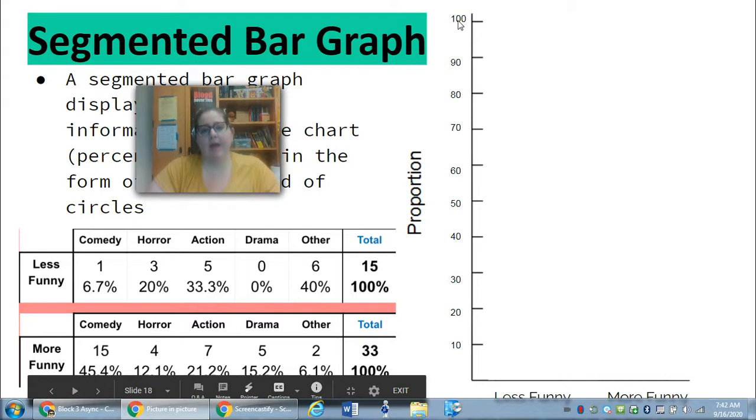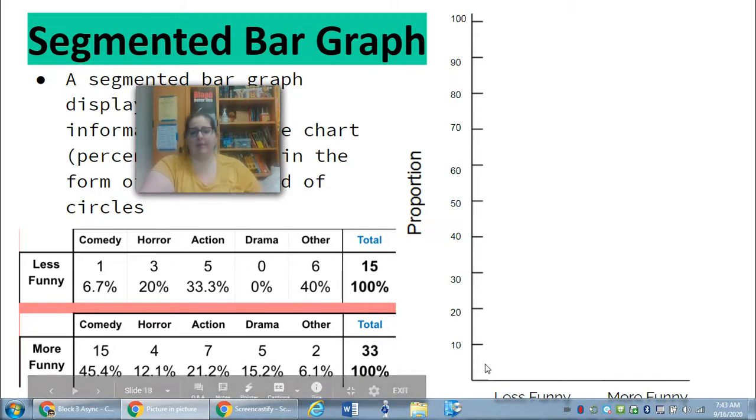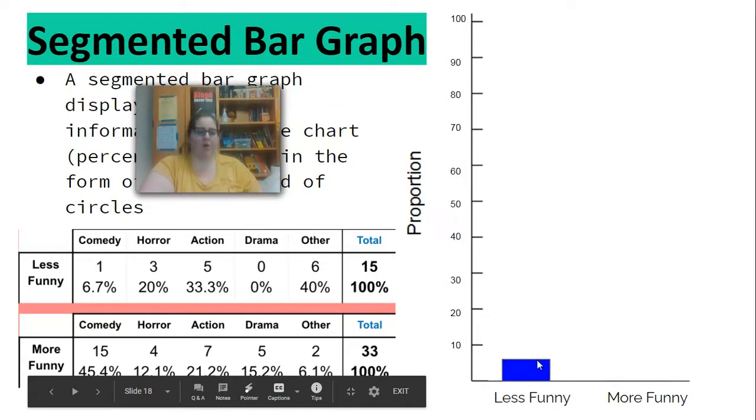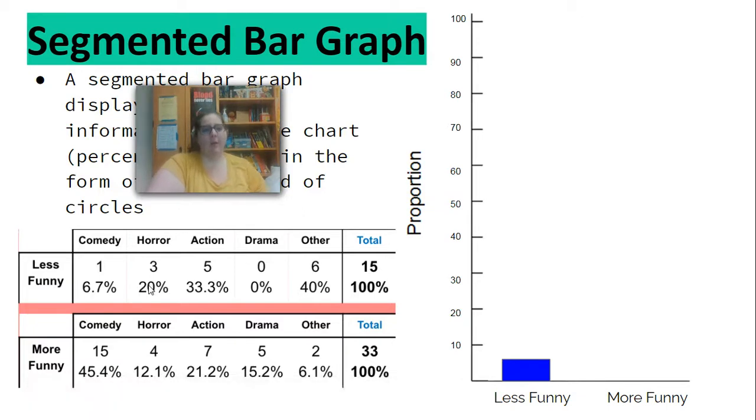So I'm just going to make this kind of long or tall bar graph area. I have my two categories, less funny and more funny, so I'll create two different bars for two groups. And I'm basically going to be stacking the sections on top of each other. So for less funny, 6.7% of them liked comedy. On my y-axis, I have percentages from 0 to 100%. So for less funny, the comedy section was 6.7%. So I could draw a little bar, about 6.7%. And then I go to draw the horror bar.